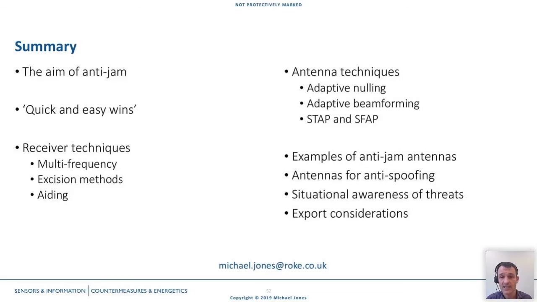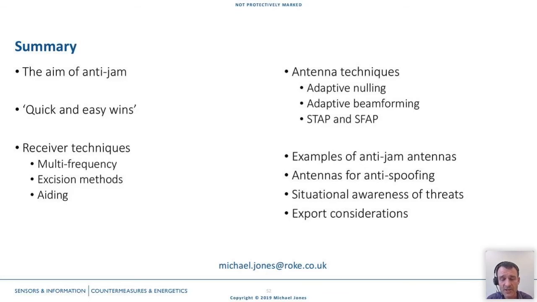Then we talked a bit about receiver techniques, what GNSS receiver manufacturers are doing these days, looking at multi-frequency. We talked about excision methods for removing some narrowband jammers. What we didn't talk about is aiding, and that's bringing in other sensors to help aid the GNSS. And Terry Moore, I believe, will be talking about that in the next webinar next week. And then I moved on to antenna techniques, which are the really powerful ones that we can use. And we looked at adaptive nulling for removing jammers based on direction of arrival. We talked about adaptive beamforming, which takes that a step further by steering extra gain towards the satellites themselves. And we looked at two different ways of doing that using space-time adaptive processing and space frequency adaptive processing.